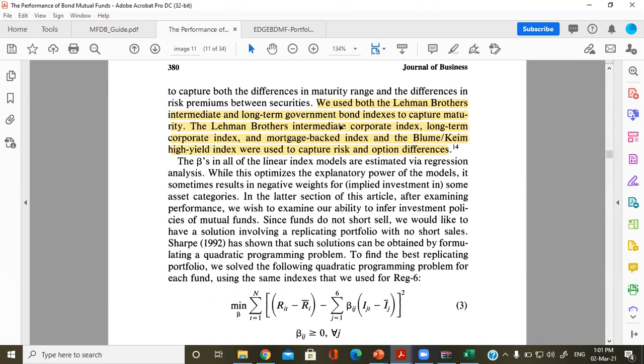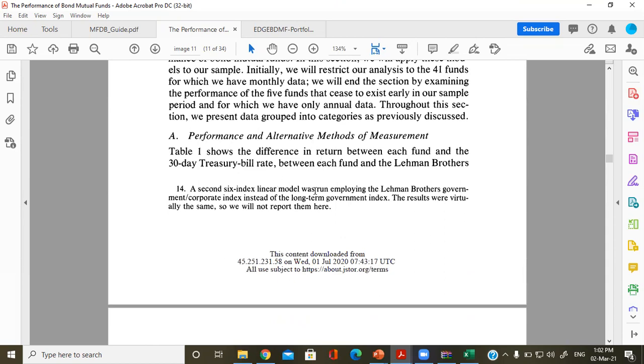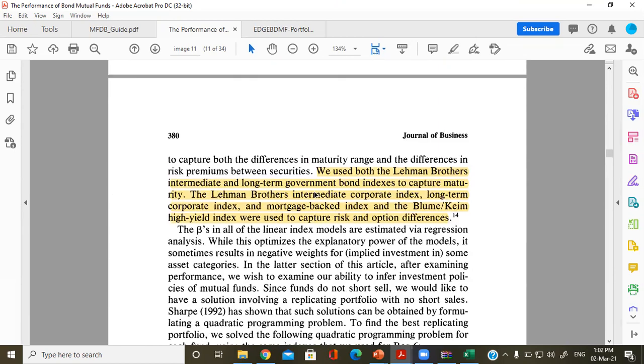The Lehman Brothers Intermediate Corporate Index, Long-Term Corporate Index, Mortgage-Backed Index, and the Bloomberg High Yield Index. How many indexes are here? Four. One is the Intermediate Corporate Index, another is the Long-Term Corporate Index, another is the Mortgage-Backed Index, and another is the High Yield Index. You will see other models where they have used 6 indexes, where macroeconomic variables have also been included.